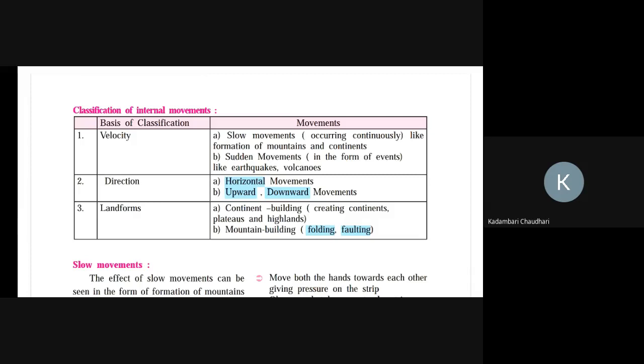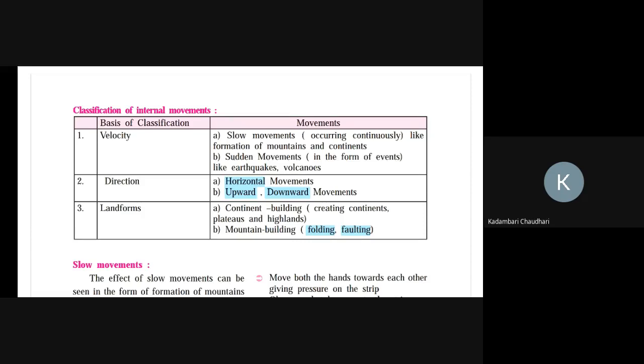Okay, so slow movement, if that instability is causing slow velocity, that energy is traveling at a slow velocity, then it forms mountains and continents. What does it form? It forms mountains and continents. Whatever mountains you are seeing in this world, on the earth, these are because of the earthquakes, and these are because of the volcanoes.